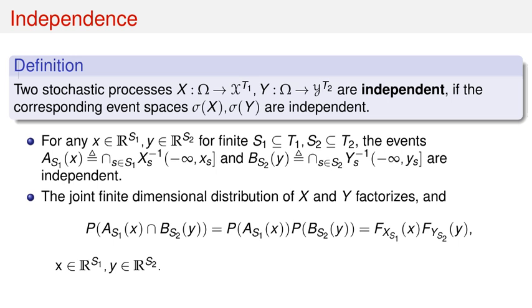Consequently, the joint finite dimensional distribution of X and Y factorizes: P of A_S1 of x intersected with B_S2 of y equals P of A_S1 of x times P of B_S2 of y. This is F_X_S1 of x times F_Y_S2 of y. This concludes our introduction to random processes, their classification, measurability, and the crucial concepts of their distribution and independence.